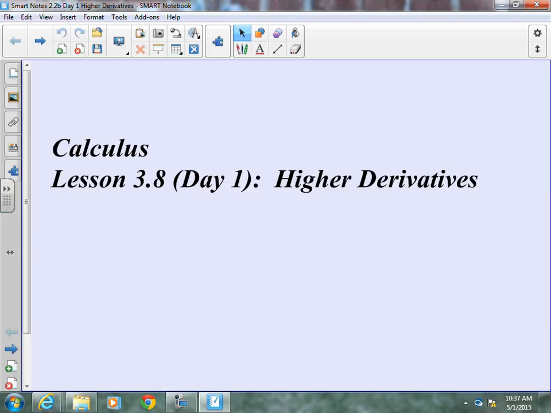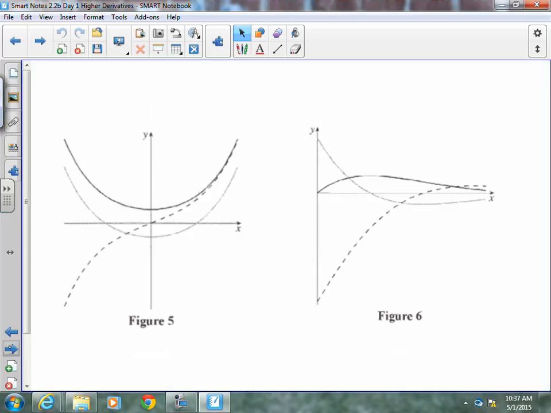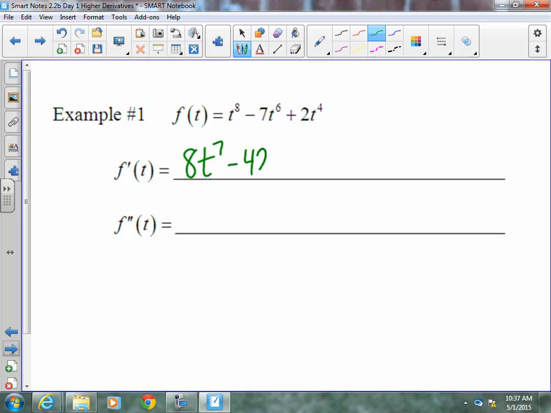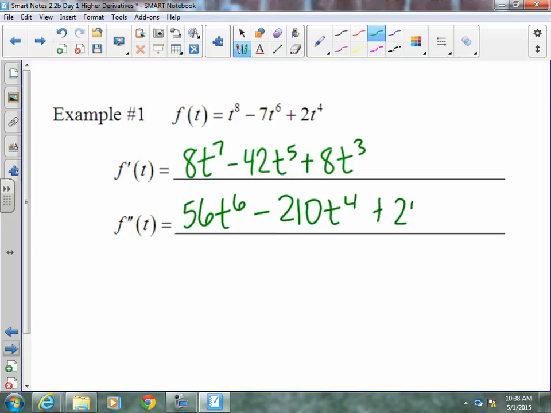All right, now that the front side is complete, let's skip over to the back side of these notes and find some derivatives. So f prime of t, this shouldn't be tricky for you anymore. 8t to the 7th minus 42t to the 5th plus 8t cubed would be the derivative. And to derive again, 56t to the 6th minus 210t to the 4th plus 24t squared. Simple derivatives. You might have some derivatives today that require the chain rule or product rule or quotient rule, but derive just like always.